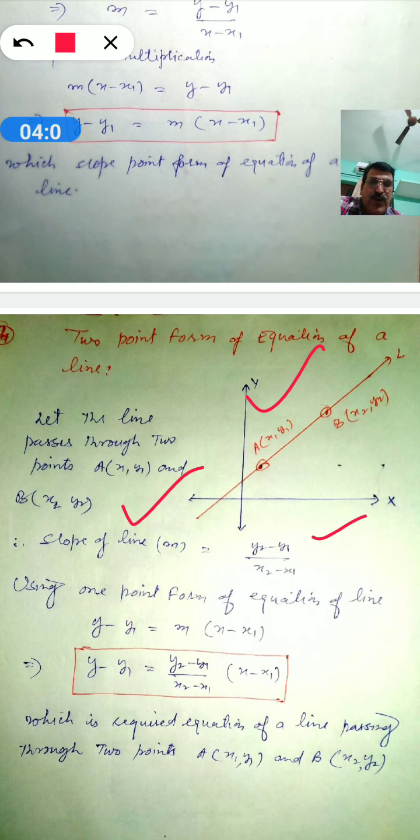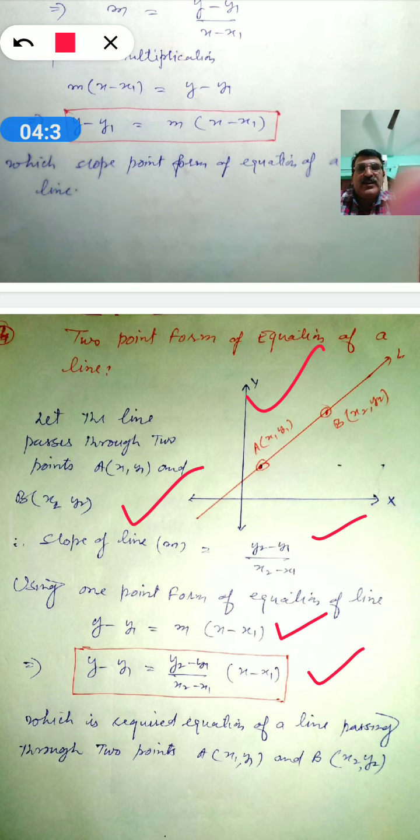So using one point form which we have discussed previously, y minus y1 is equal to m into x minus x1. This is the equation of line in one point form. When we put the value of m here, we will get equation of line as y minus y1 is equal to y2 minus y1 over x2 minus x1 into x minus x1. So this is the equation of line passing through 2 points.